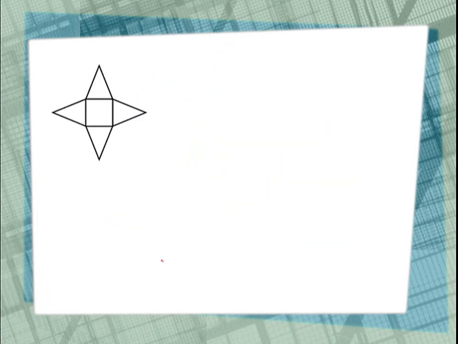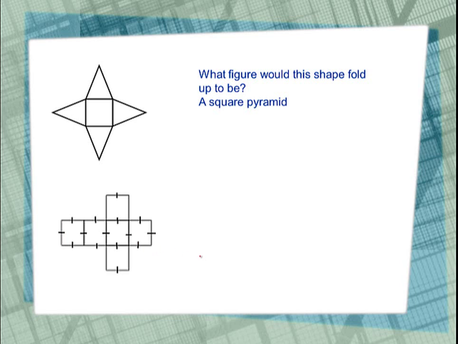Okay, what do you think this would be? What figure would it fold up to be? A square pyramid. What about this one? Think about it. A cube. Excellent. This would be a cube.